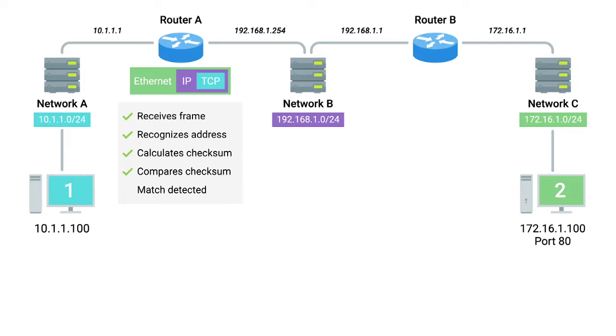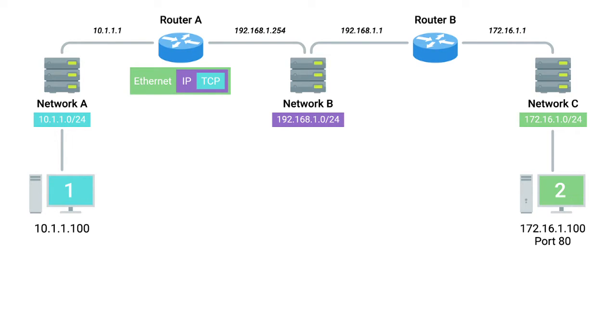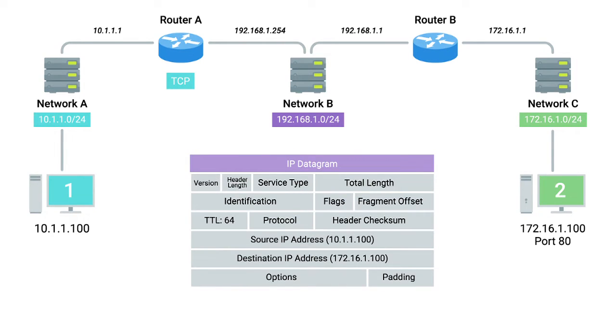Router A compares this checksum with the one in the Ethernet frame header and sees that they match, meaning all of the data has made it in one piece. Next, router A strips away the Ethernet frame, leaving it with just the IP datagram. Again, it performs a checksum calculation against the entire datagram, and again, it finds that it matches, meaning all the data is correct. It inspects the destination IP address and performs a lookup of this destination in its routing table.